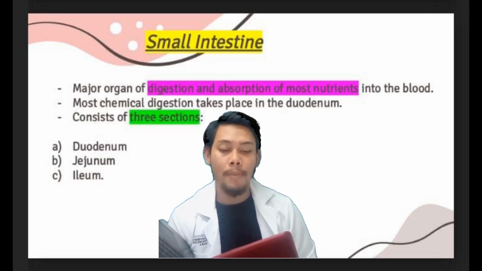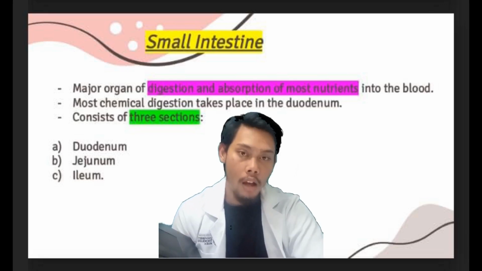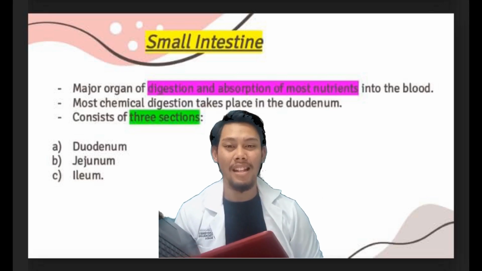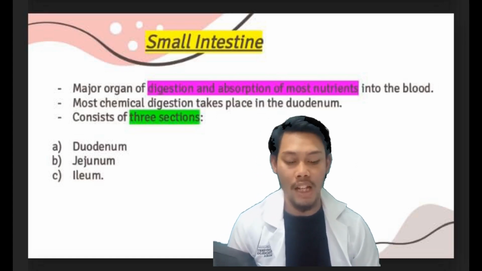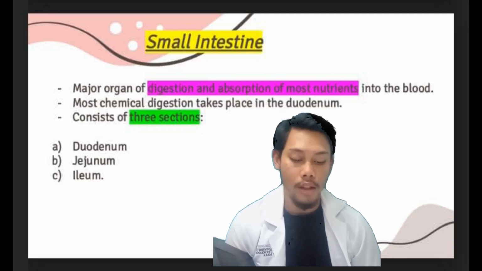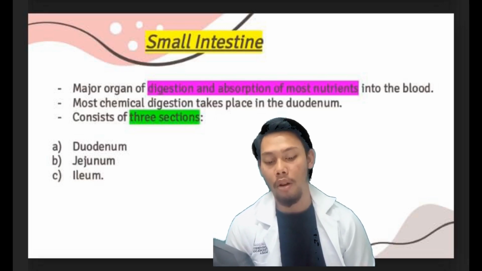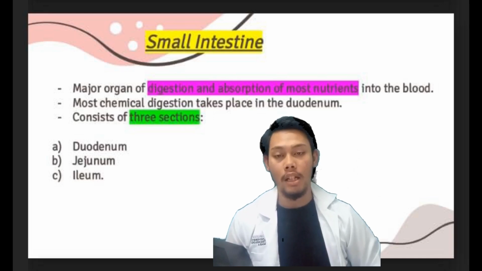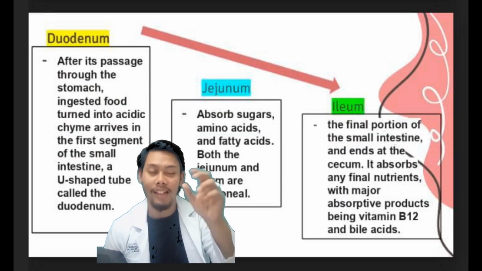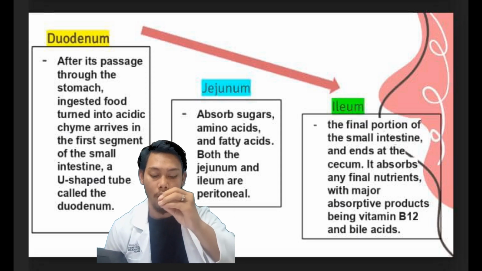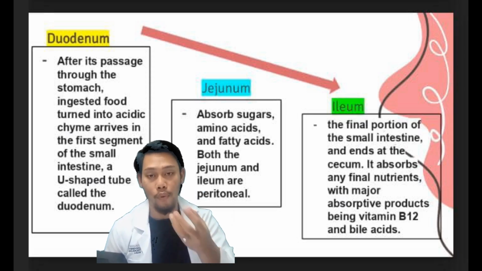What is the small intestine? The small intestine is a major organ of digestion and absorption of most nutrients into the blood. It is a fact that the small intestine is the biggest organ in our body. After its passage through the stomach, ingested food turned into acidic chyme arrives in the first segment of the small intestine, a U-shaped tube called the duodenum. If you look at our body structure, from the stomach into the small intestine there is a small tube that turns the apple that we eat into acidic chyme. So it's easy to absorb the nutrients from the food that I eat.